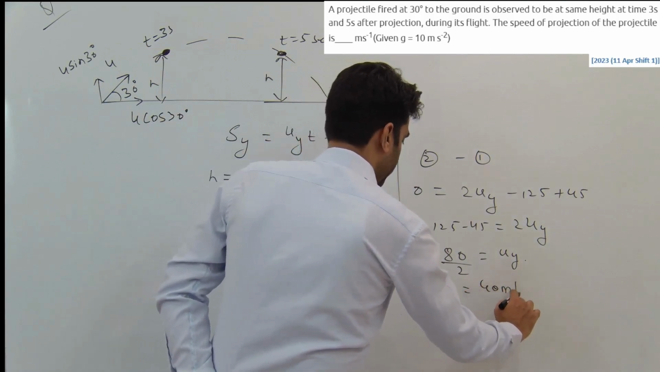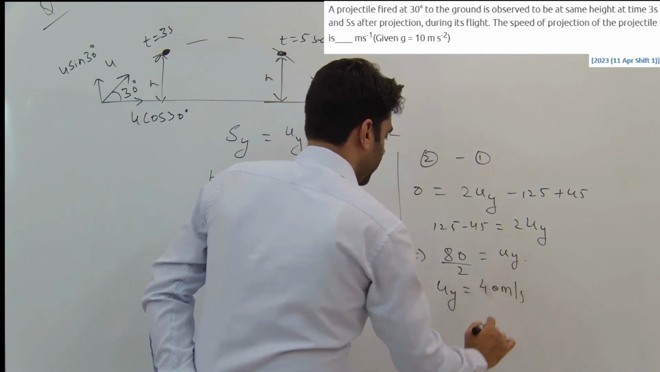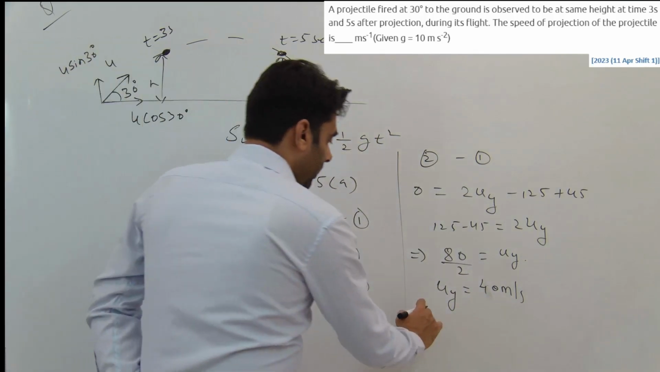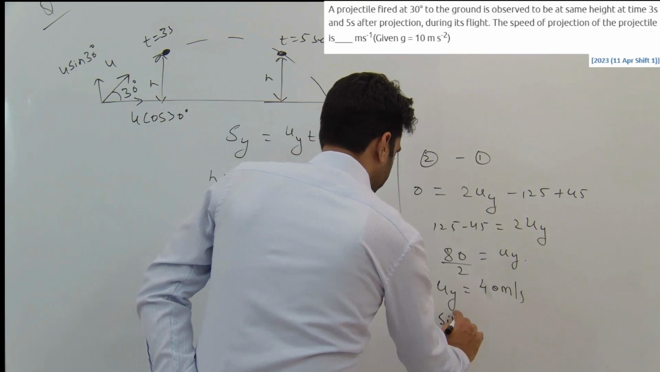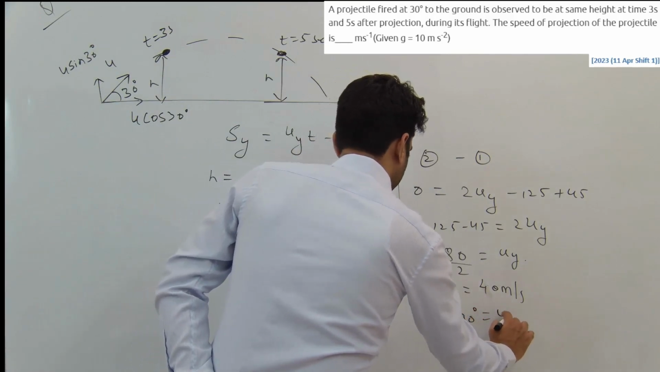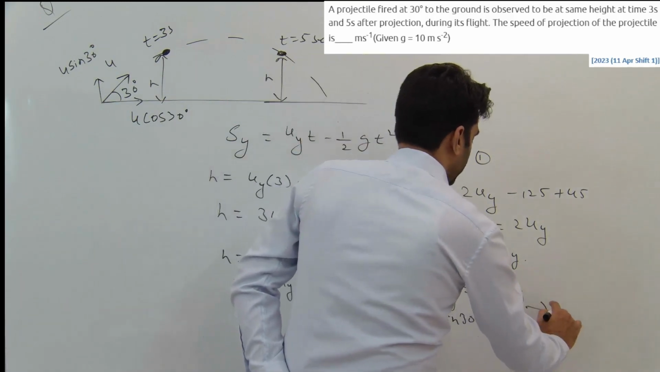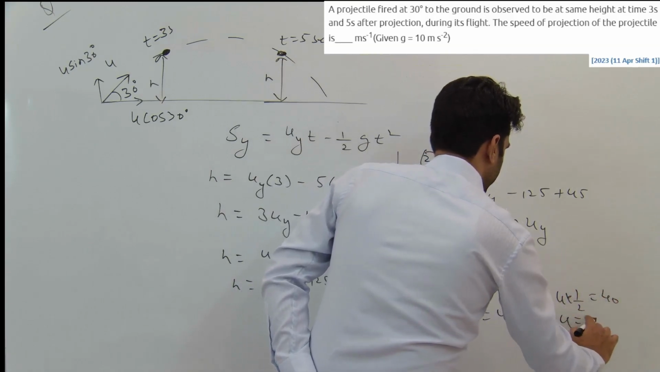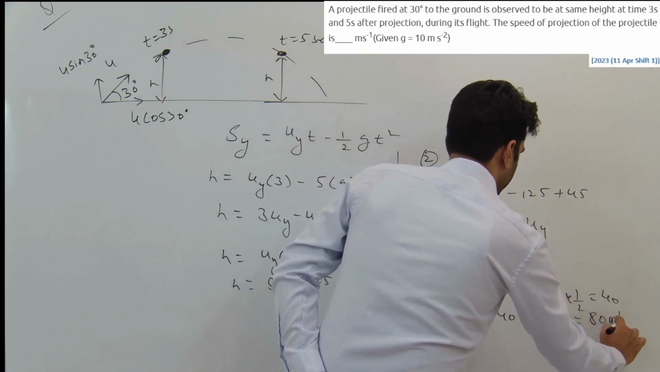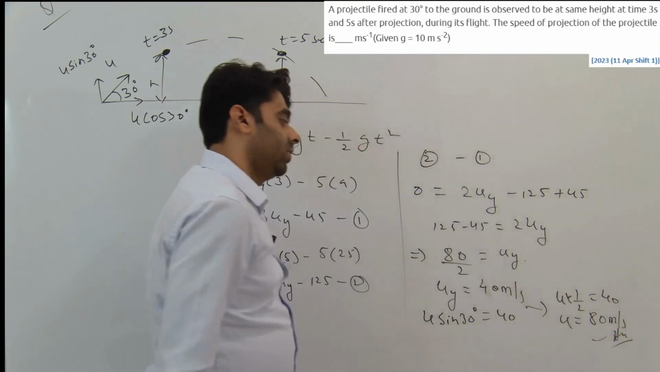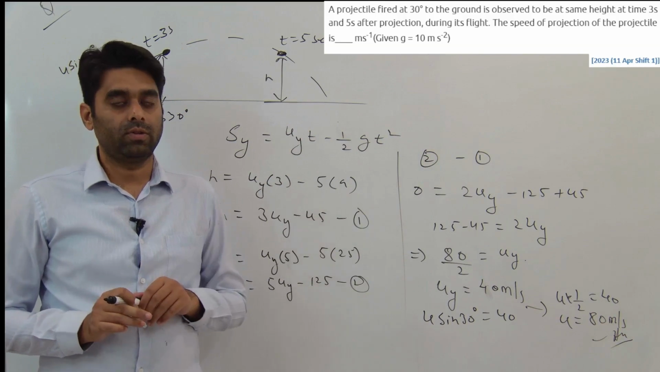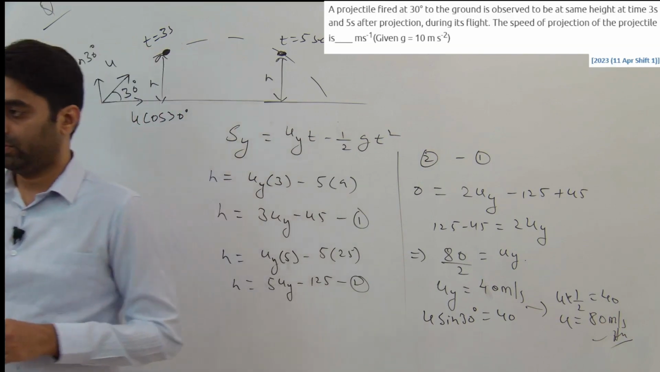So uy value is 40 meter per second, and uy is what? U sine 30. So u sine 30 is equal to 40. That implies u into 1 by 2 is equal to 40. That implies u value is 80 meter per second. Right? So our answer is 80 meter per second is the initial velocity. Right? Let's look at the next question.